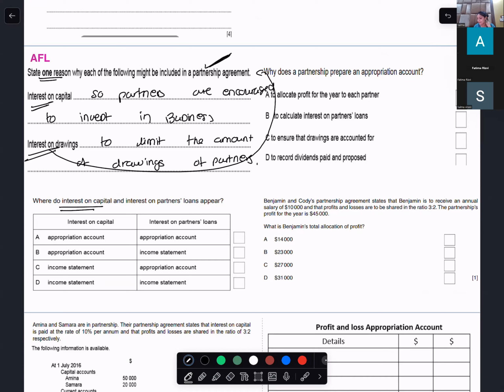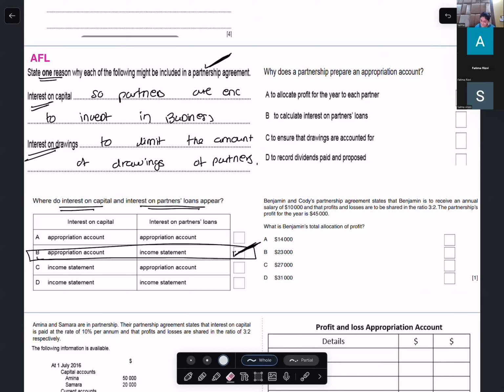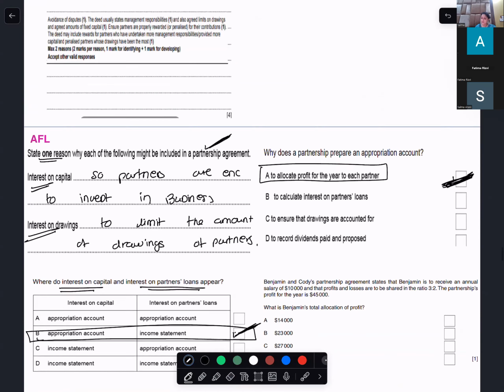Where does interest on capital and interest on partners' loan appear? Interest on loan comes in the income statement, and interest on capital comes in the appropriation account. So B. Yes. Why does a partnership prepare an appropriation account? To allocate profit for the year to each partner. A partnership prepares an appropriation account so that they can allocate profits to each partner.